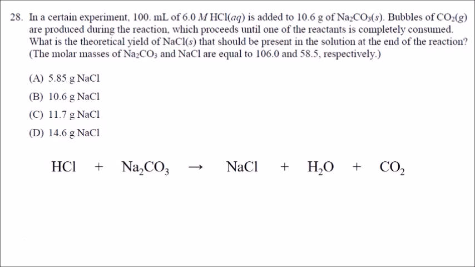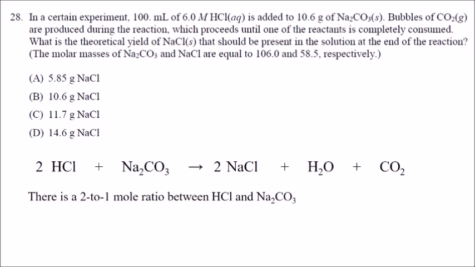Let's balance the equation by putting a 2 in front of the HCl and a 2 in front of the sodium chloride. And notice that there is a 2-to-1 mole ratio between HCl and Na2CO3. Now let's analyze how many moles of HCl we have. So volume times molarity equals moles. 0.1 liters times 6 moles per liter, that gives us 0.6 moles of HCl.